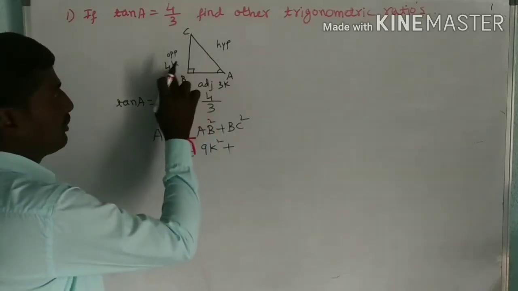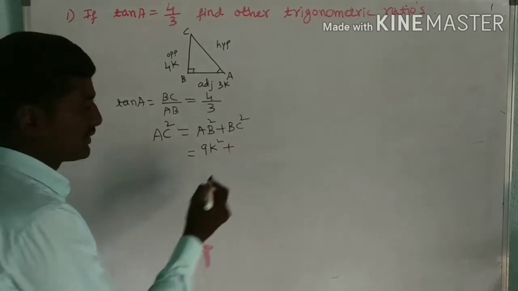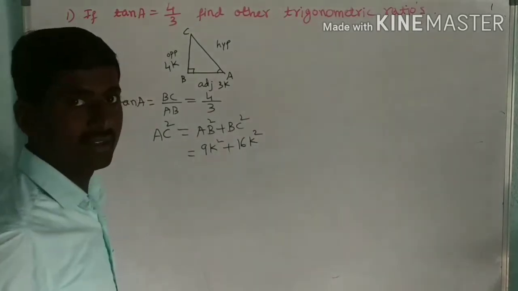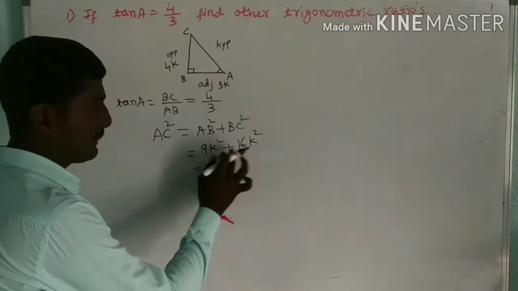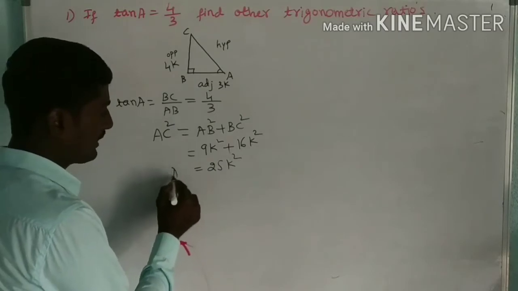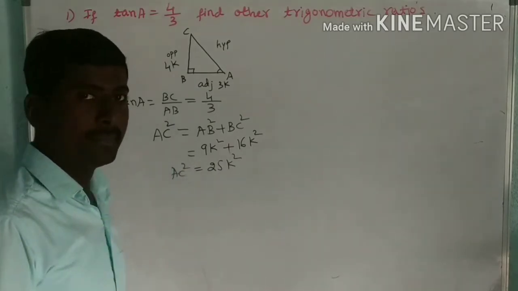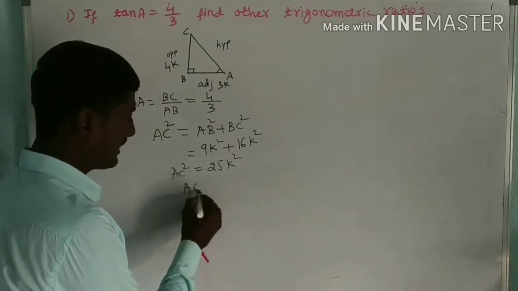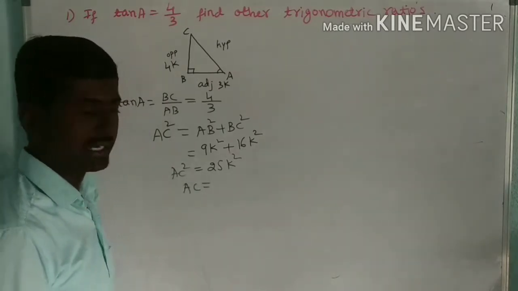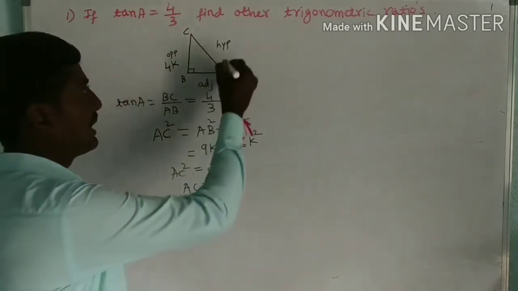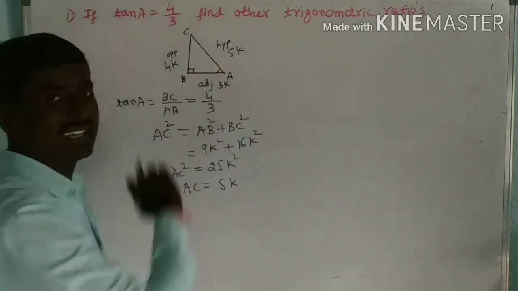BC is how much? 4k. So BC square, that is 4 square, it is 16k square. Now this is equal to 9 plus 16, that is 25k square. This is AC square. But I want here AC, not AC square. So AC can be written by taking square root on both sides. So we'll get 5k. So the AC value I am getting is 5k.